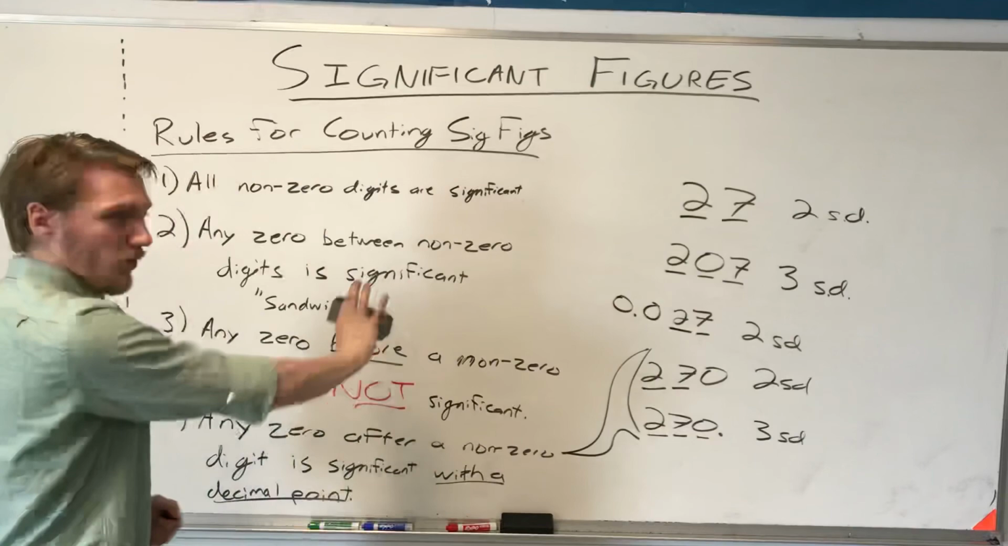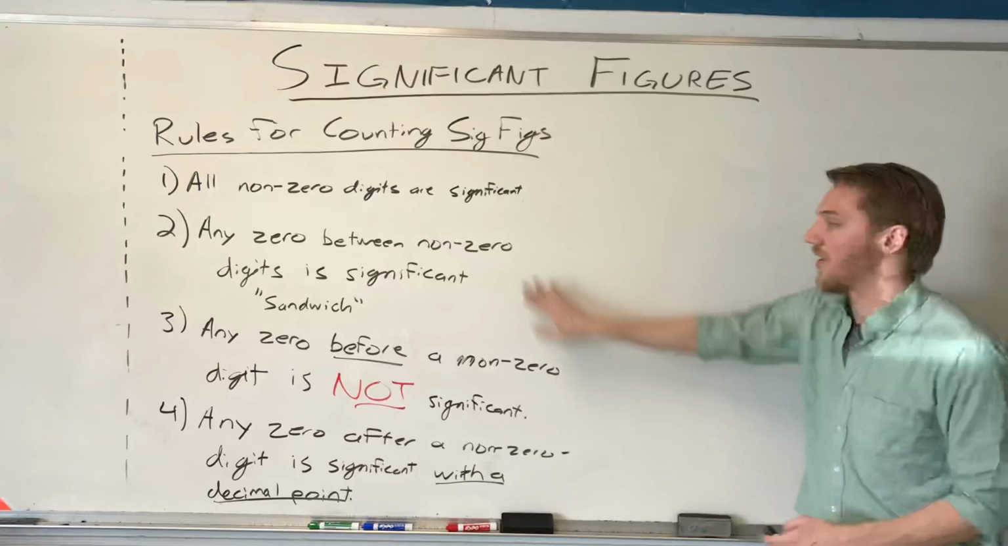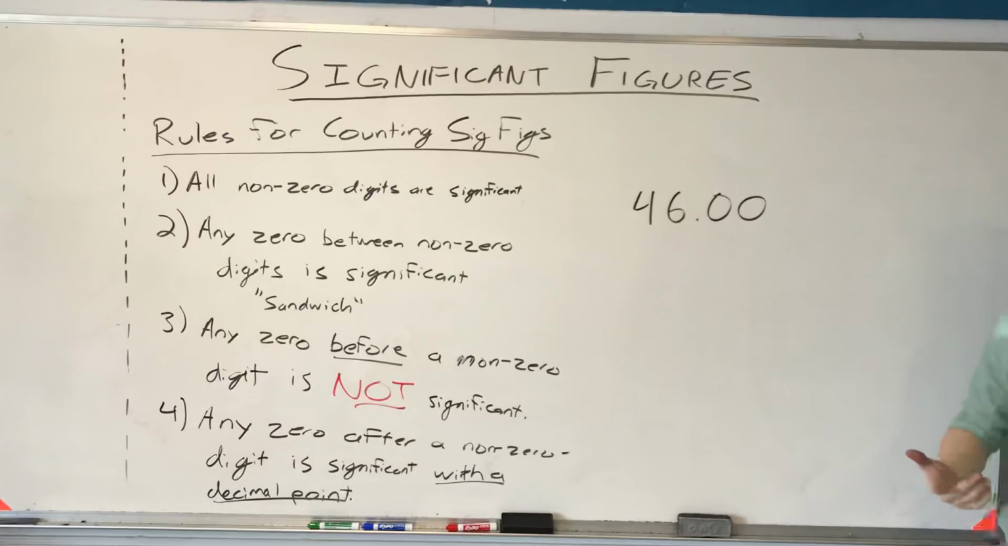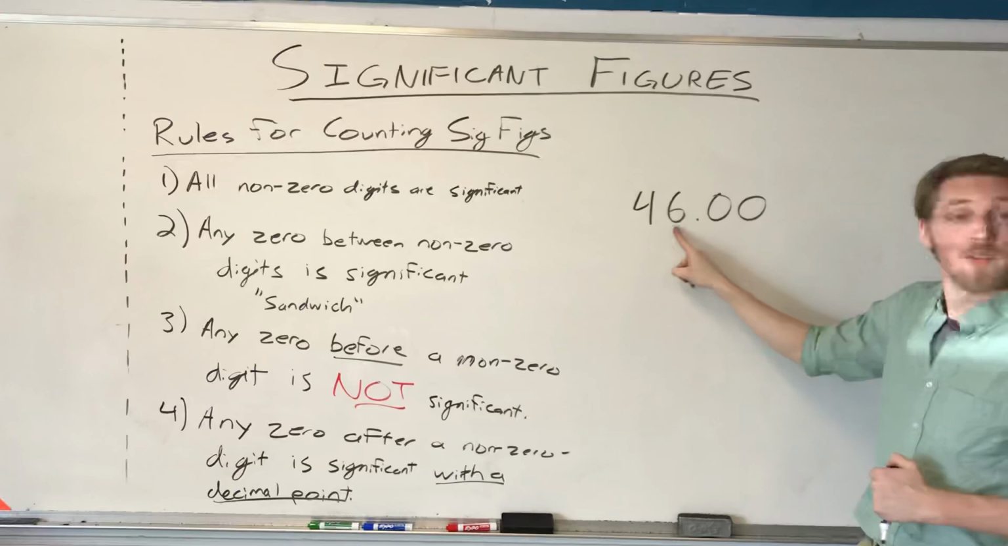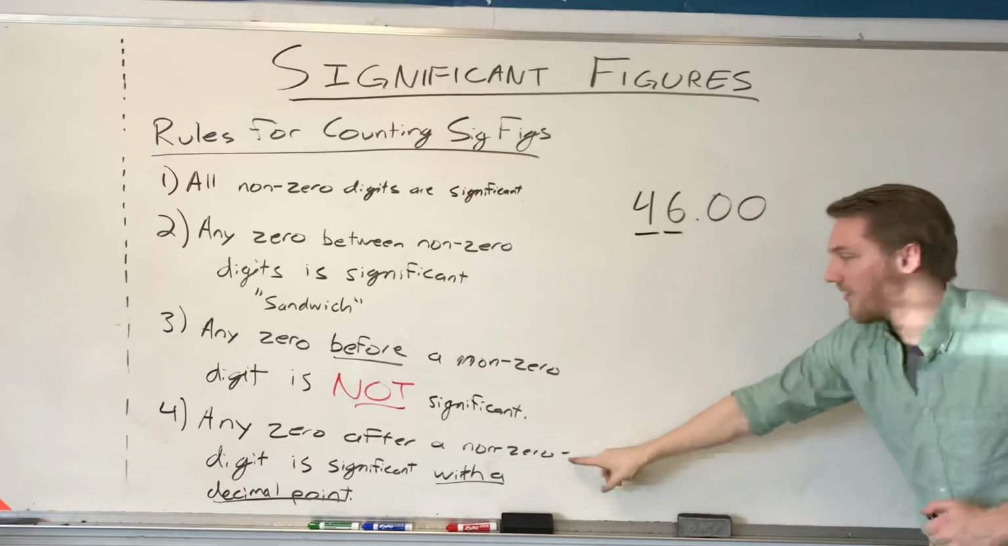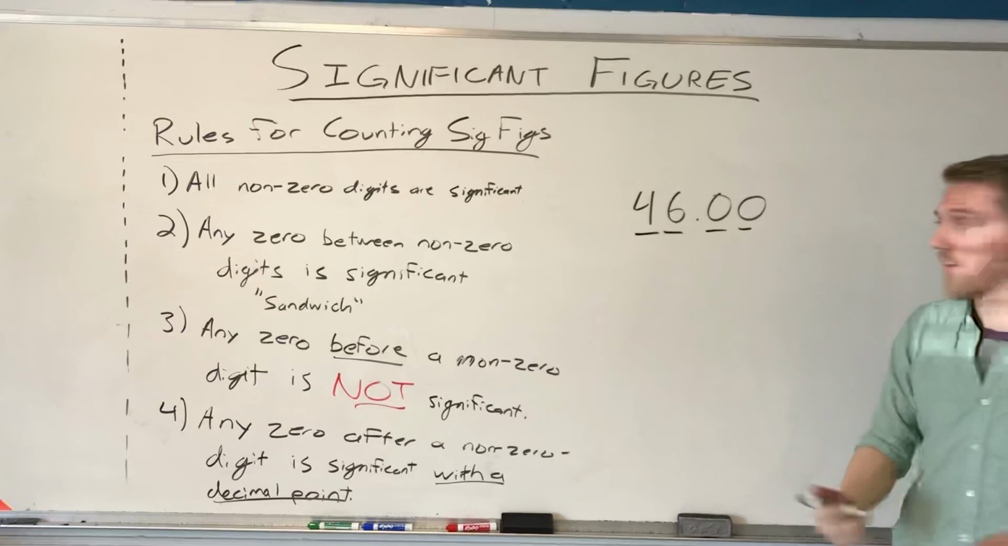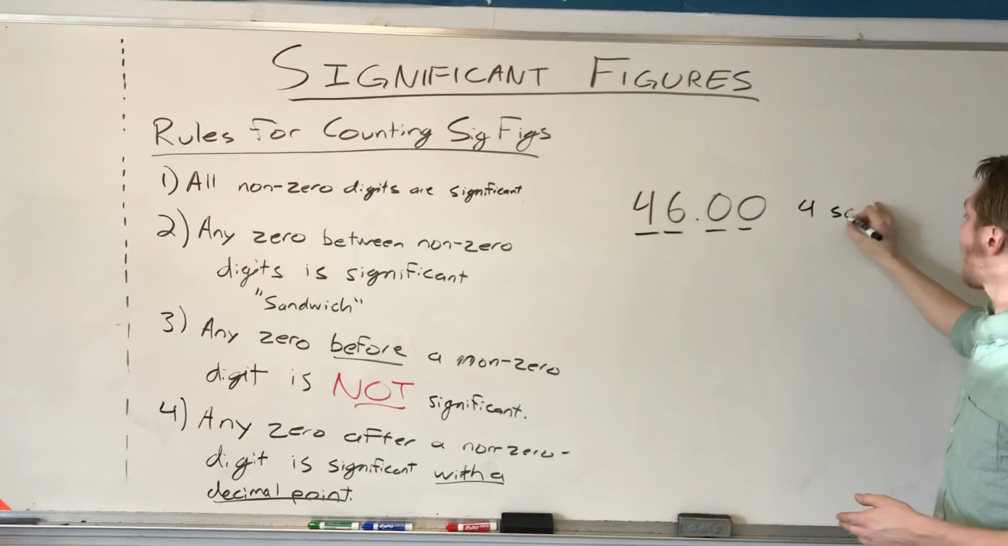So I'm going to keep those rules up, and I'm going to write some numbers. And yes, all of these numbers are going to have some zeros in them, because almost all these rules are about the zeros. I'll try to get away from the number 27, because it's a bad reminder of how old I am. 46.00. Now let's look at our rules. All non-zero digits are significant. Well, that means those two numbers are significant. Now, I've got these zeros at the end, so we're looking at the rule for zeros after a non-zero digit. They are significant if there's a decimal point. Well, there's my decimal point. That means these two numbers are also significant. So this number, 46.00, has four significant digits, four significant figures, whichever one you want to use.